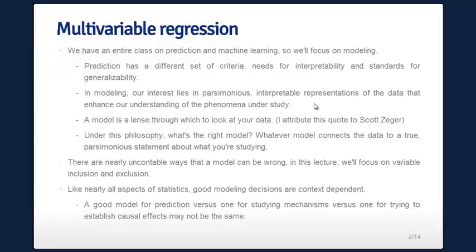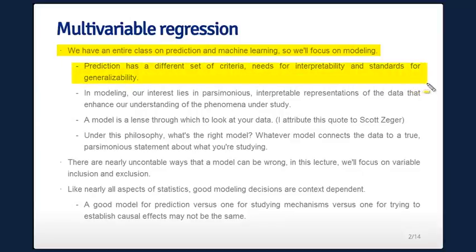What we're going to talk about in this lecture is the difficult topic of navigating when you have multiple predictors and choosing a model, and what the consequences are of including variables that you shouldn't, or not including variables that you should. First point I'd make is we have an entire class on prediction and machine learning. So we're going to focus on modeling. If all you care about is prediction, you have a different set of criteria. You have potentially different needs for interpretability and standards for generalizability. So it's just a different problem.